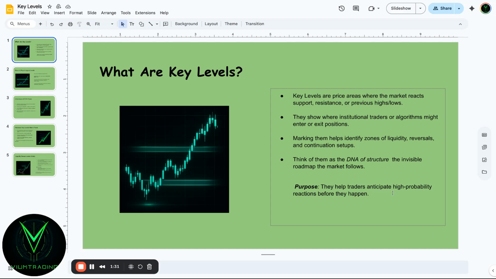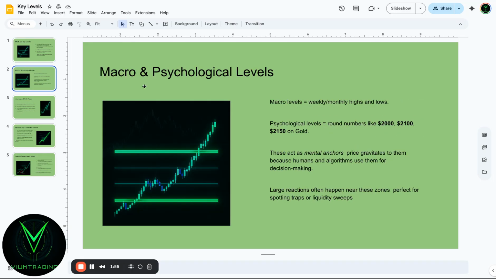I think of them as pretty much the DNA of the structure. For example, if this is not here yet, right? The market is over here, and you're anticipating the market is gonna go up, right? So you want to know how far up the market is willing to go. So now we're gonna talk about the different types of key levels that we can find.